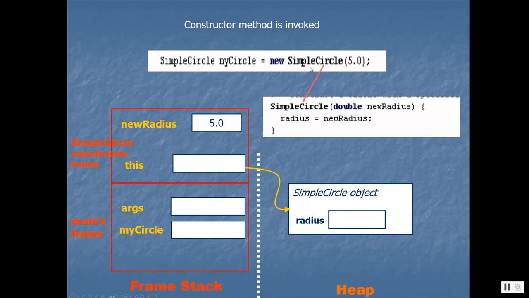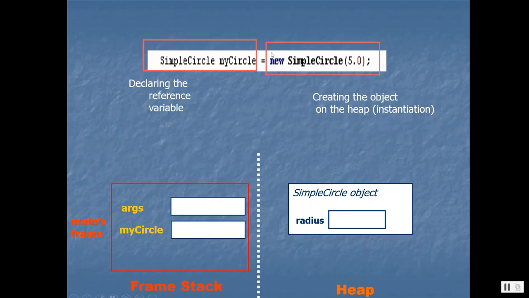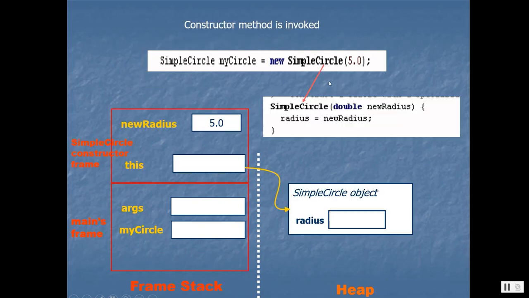So let's take a look and see what happened. So first, new created the object on the heap. Then the constructor was invoked. And when the constructor was invoked, its frame got placed on top of the stack. And its frame has a parameter called new radius, and we can see what was passed with the 5. So 5 was the actual parameter, or the argument. A copy of this literal value, 5, was placed into new radius. And that's what we see right there.